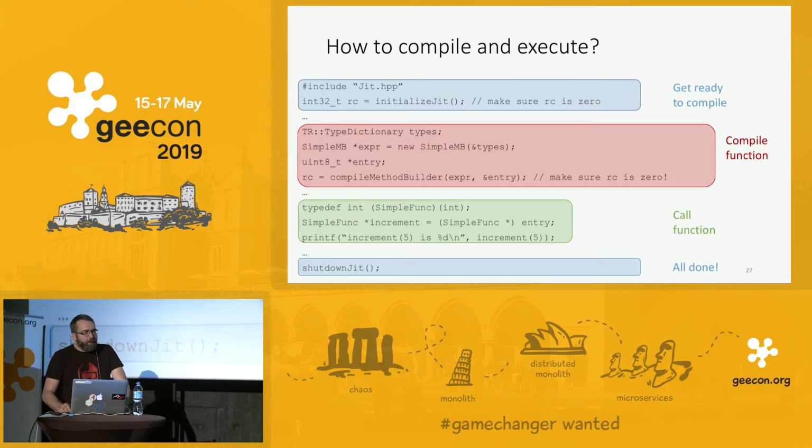So how do we compile and execute? I mentioned before there were 2 APIs, the startup and shutdown. You can see those in blue. If you were writing a program yourself that wanted to generate a method, this is the basic layout of what it would look like. The box in red is the one that actually calls the compile method builder. Then in the green box, you're invoking the function you get back. Anything that JitBuilder generates is a C callable function, so you can invoke this as if it's any other C function on your system.